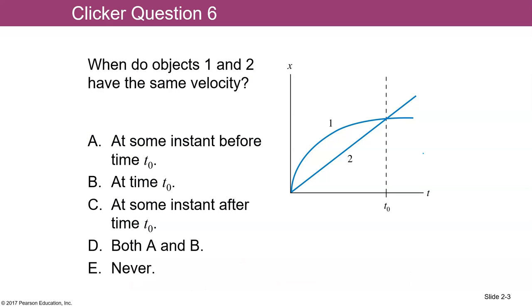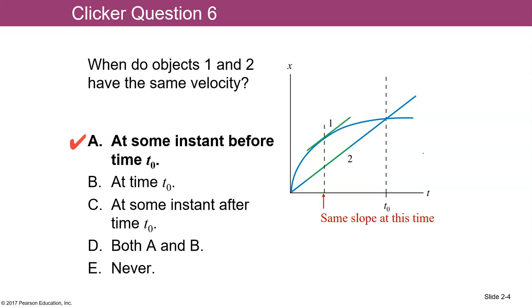And so here's a question about instantaneous velocity. Take a second on this one, and the question is, when do objects 1 and 2 have the same velocity? So we've got a plot of the position versus time for these two objects. So go ahead and think about this one, and then we'll talk about it. All right, so hopefully you got that it's A.